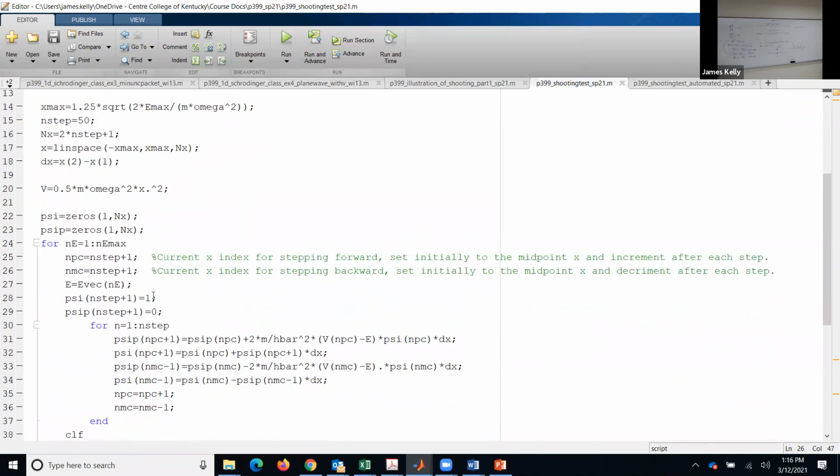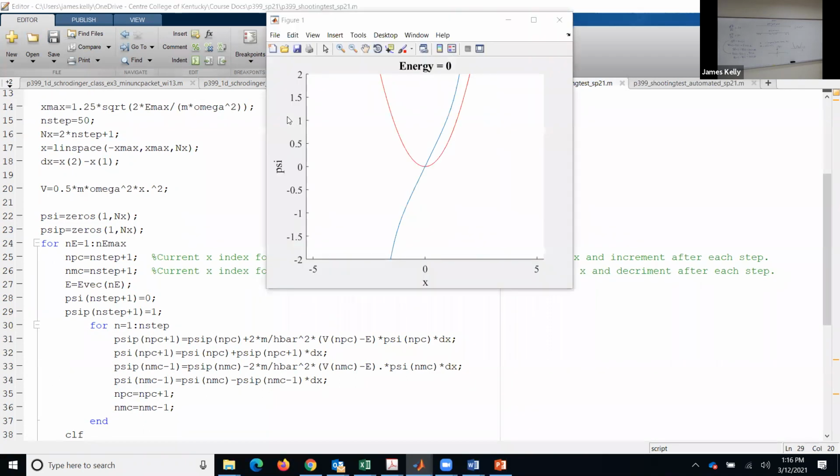Here it is. This is where I chose it, right? I chose psi initial in the middle to be 1. Let's choose psi initial to be 0 and the initial derivative to be 1. And that's going to give us an odd solution. And when I run it and start going through, we can see odd solutions, right?